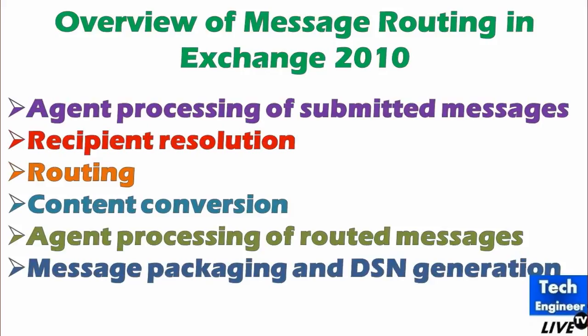Then message packaging and DSN generation. Once the entire process of journaling is done and we find that the message no longer has an issue, then it will be packaged, and a DSN will be generated as well if required. DSN means delivery status notification generation. If it is required, it will definitely be done. So this is the overview of message routing in Exchange 2010.